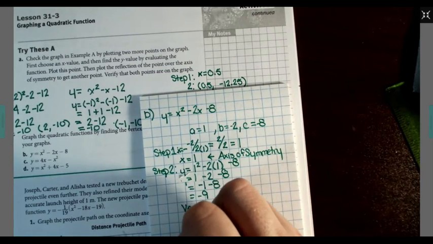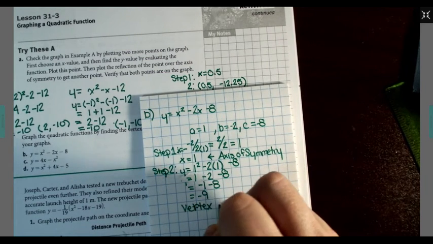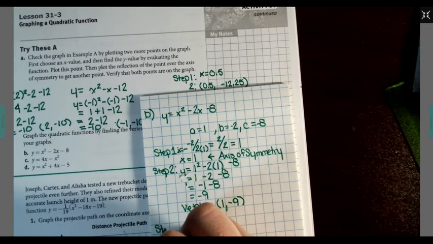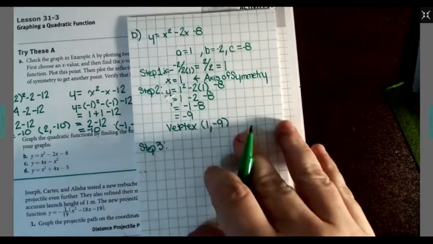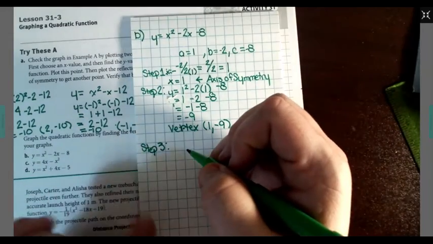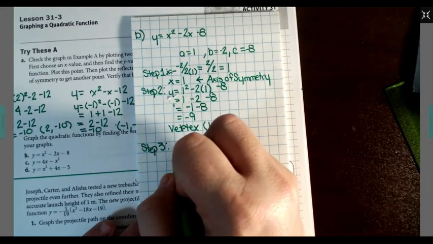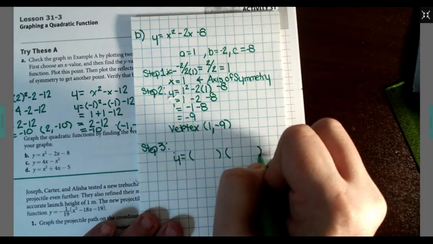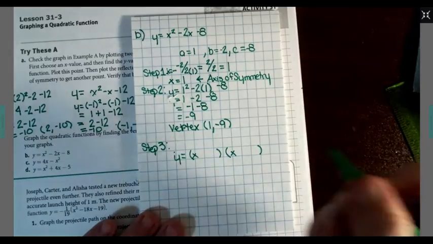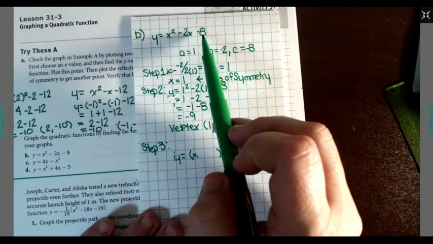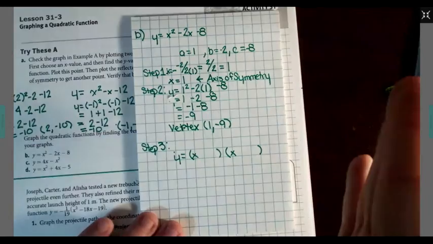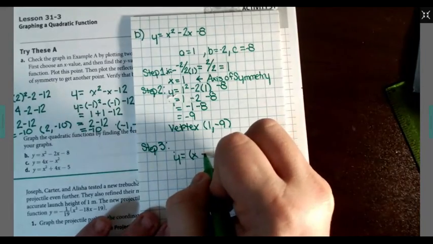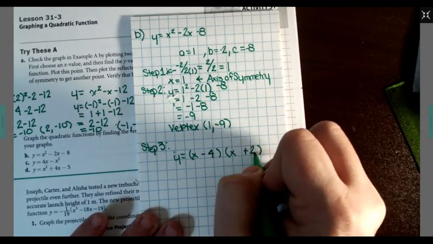We have a vertex at 1, negative 9. Now step 3, we're going to find our zeros. All right, to find our zeros, we're going to factor. So we have y equals (x )(x ). We need two numbers that will multiply to give me negative 8. So negative 4 and 2, or negative 2 and 4. But whenever I subtract them, I want a negative 2. So it's going to be negative 4, positive 2.